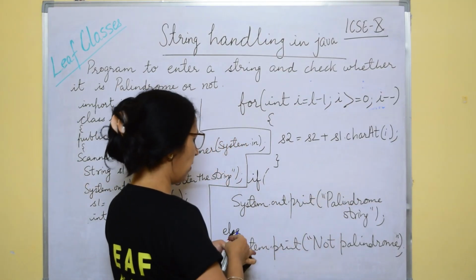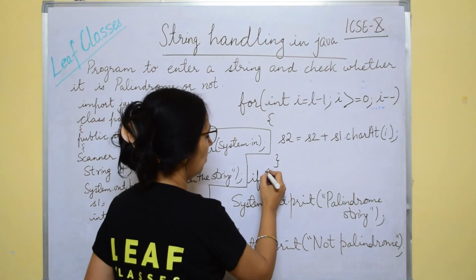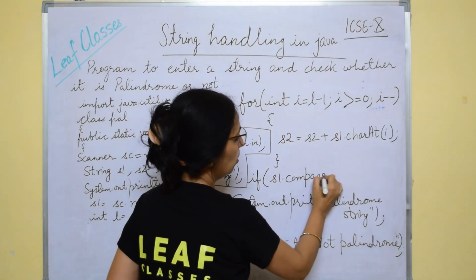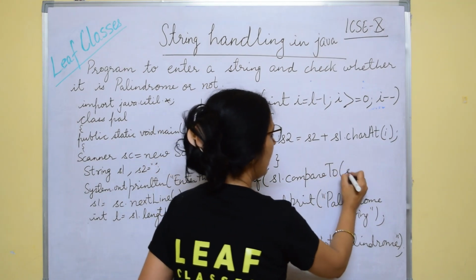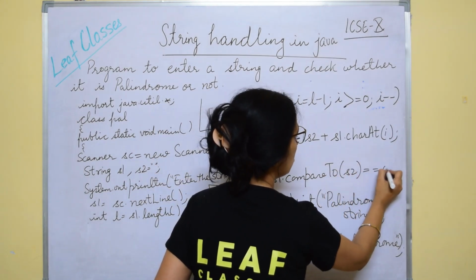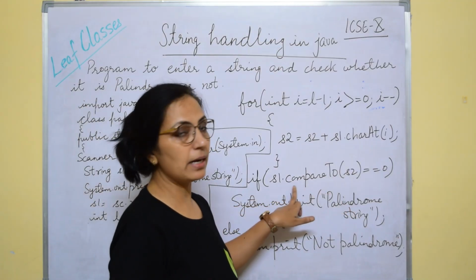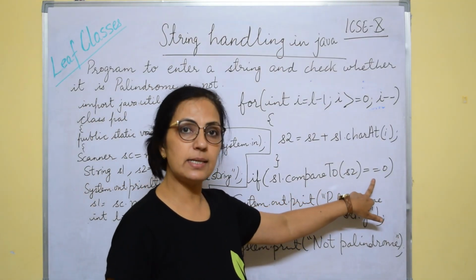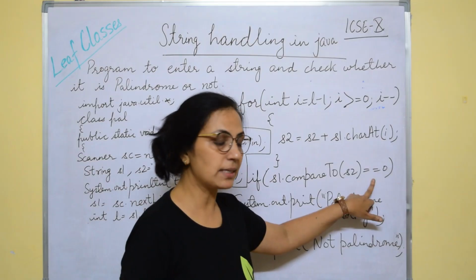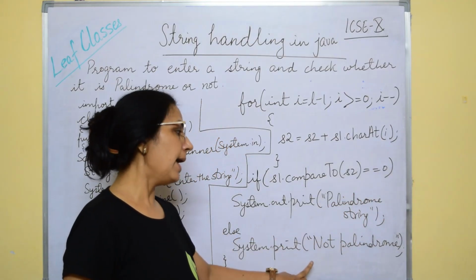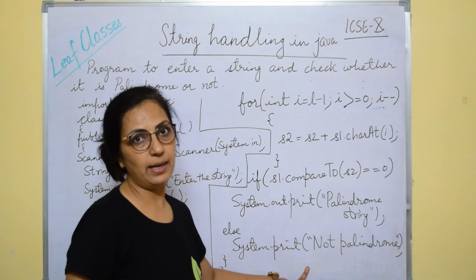So the compareTo function, if you write it, how will it work? S1 dot compareTo S2 is equal to 0. If both the strings are compared and it results in 0, that means both are exactly the same, and then we will display palindrome string, else we will display not a palindrome.